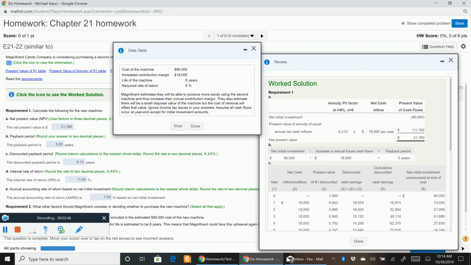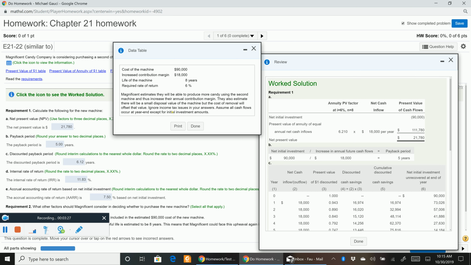The company estimates they'll be able to produce more candy using the second machine and thus increase their annual contribution margin. They also estimate there will be a small disposal value of the machine, but the cost of removal will offset that value. So basically, at the end of 8 years, the machine we're buying for $90,000 today will have a small value, but we have to remove it, and the removal cost will wash out with the minimal amount we can get in disposal. So we're not going to consider that potential cash flow at the end of year 8.